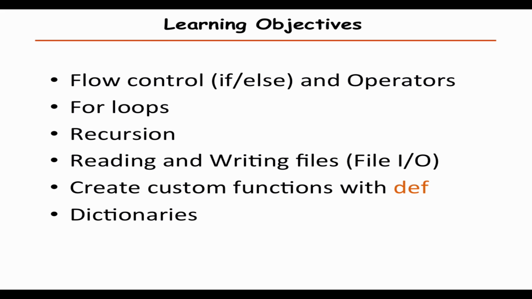So today we're going to cover a few more fundamental concepts, and I'm going to give you some examples. Flow control is a big one. How do you do loops? How do you set up if questions? For loops, recursion, reading and writing files, so I/O, input and output of data to your program. That's obviously going to be essential for us. Creating custom functions and dictionaries, which is another data type that's important in Python and we make use of a lot in bioinformatics.